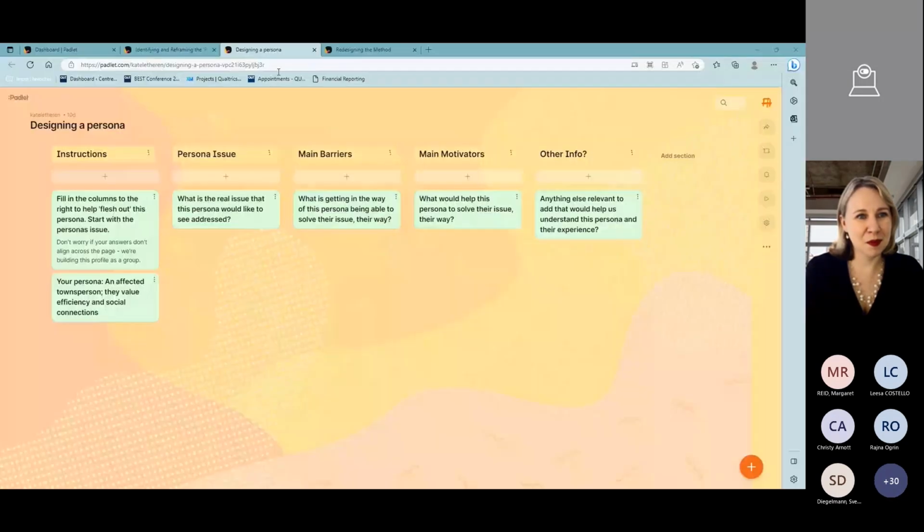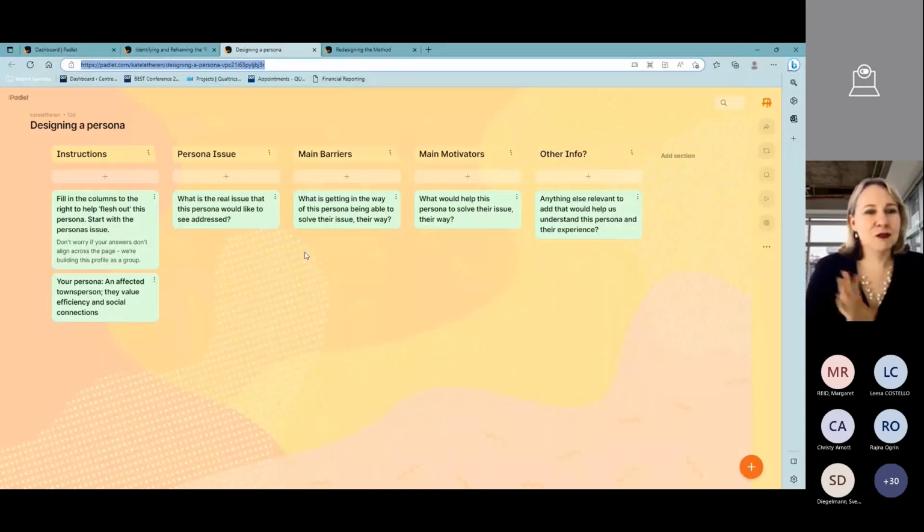There we are. That's where we're meant to be. So fill the columns going across the page with, what do you think the persona's issue is? We've come up with a lot of starting points for this in our previous Padlet. What are their main barriers to behaving in an optimum way? What are their main motivators? And is there anything else we need to know?